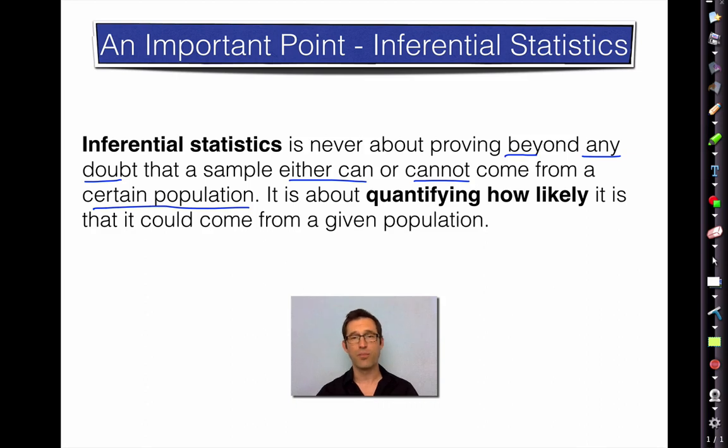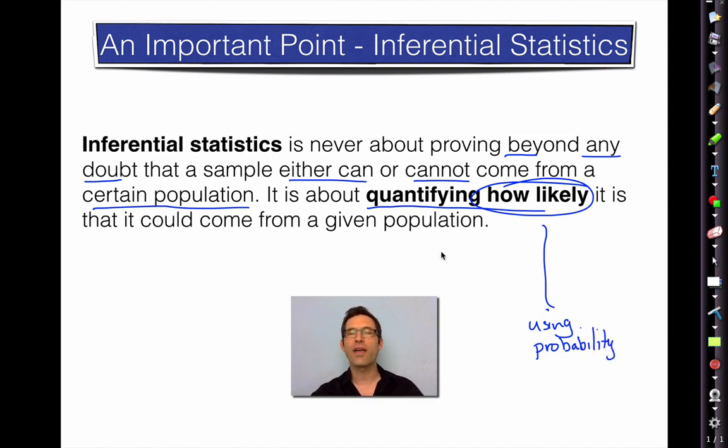See, in the last problem, we did not prove beyond any doubt that that sample of freshmen couldn't have come from a population that, if you will, looked like the population of juniors, i.e. they had a 71% ownership rate. Inferential statistics is all about quantifying how likely, which means we'd have to use probability, because that's what probability does. It quantifies how likely something is to happen.